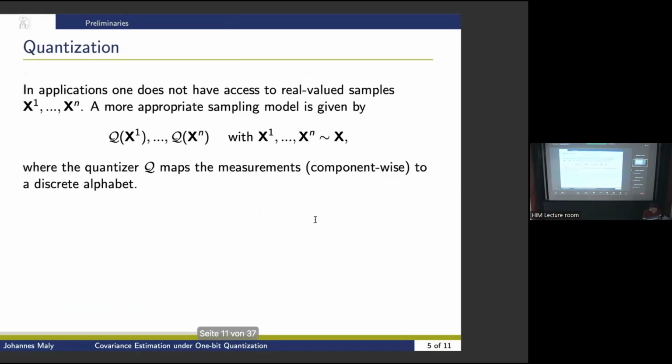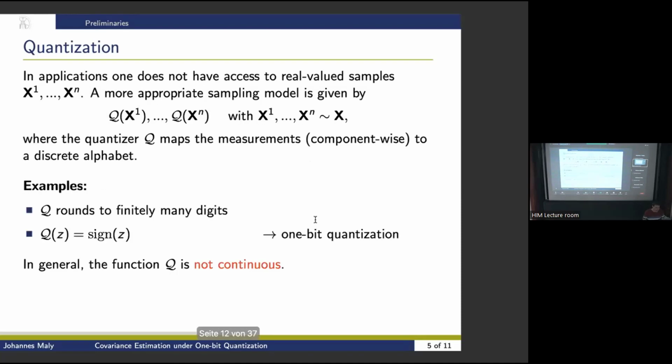What we were interested in was what happens if we don't get the full samples. Especially in applications like signal transmission, you need to transmit data and digitalize it, which means you have to cut off information. A quantizer would in this case be an additional function applied to the samples, which maps them. We looked at component-wise mapping, so each component of the sample is mapped to a simple alphabet. Examples for that could be rounding to a finite number of digits, or, in an extreme case, going to 1 bit per entry.